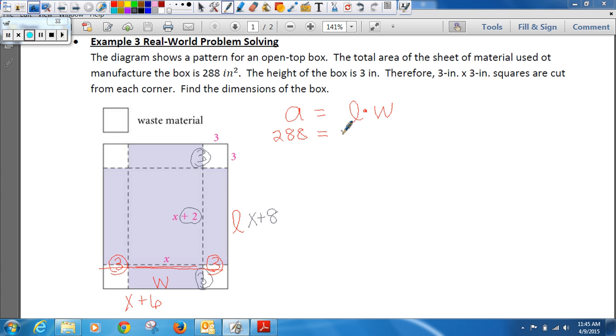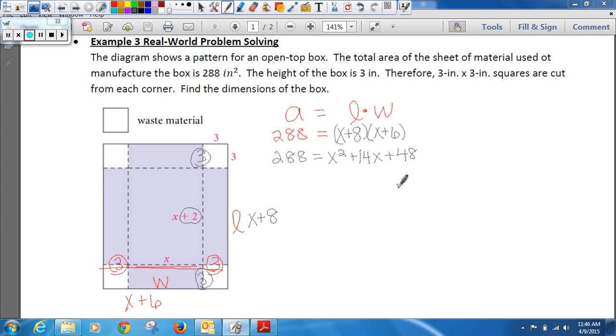So I'm going to sub that in for both the length and the width. So the length is x plus 8 times the width, which is x plus 6. I'm going to go ahead and simplify the right-hand side then. So I'm going to FOIL, so I get x squared plus 8x plus 6x, which gives me plus 14x, plus 8 times 6 is 48. So you could use the distributive property there or the FOIL method, either one.